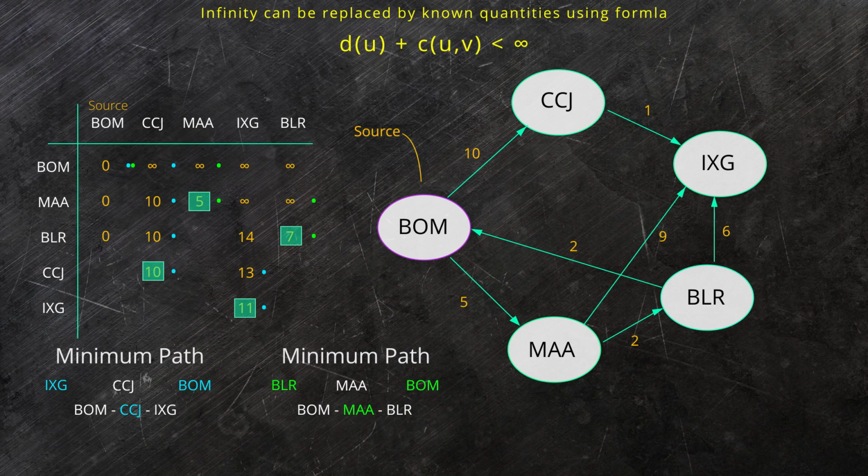Now, there's a difference between the first example and the second example. In the first example, you are finding out the distance from BOM to IXG. So you'll be writing IXG first. You'll be setting the pointer here. You will be reversing one step ahead. Was there a change here? Yes, there was a change. It has changed from 10 to 13, and 10 is minimum here. So we will be selecting that airport, that is CCJ.